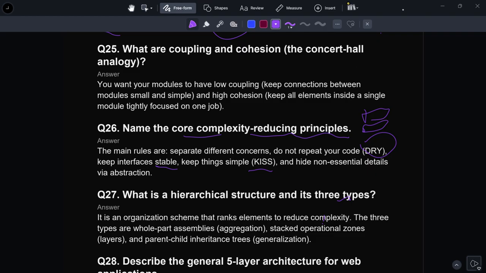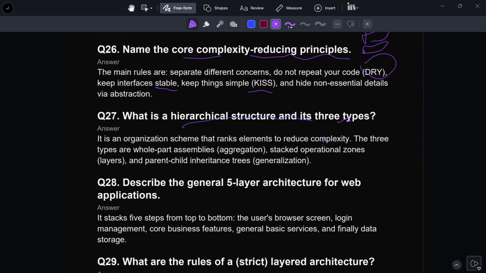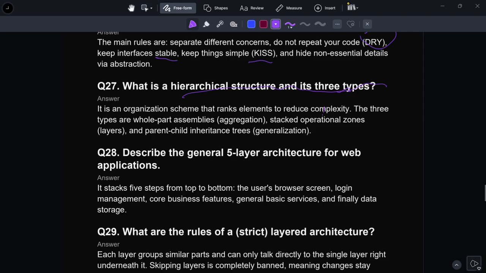Now, after that, we understand what a hierarchical structure is, and it has three types. It is an organizational schema that ranks elements to reduce complexity. The three types are whole-part aggregation, stacked operational zone layers, and parent-child inheritance trees. So a hierarchy is an organization scheme that ranks and groups system elements into clear vertical levels to reduce complexity, instead of each component interacting with everything else in a chaotic network, organized into specialized tiers.